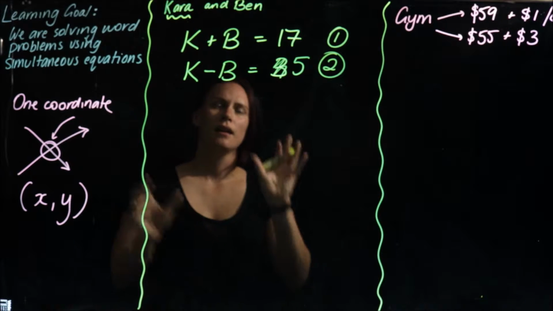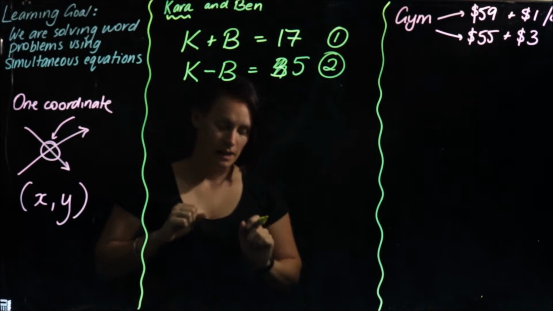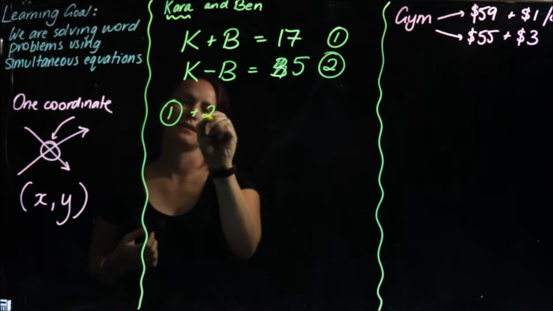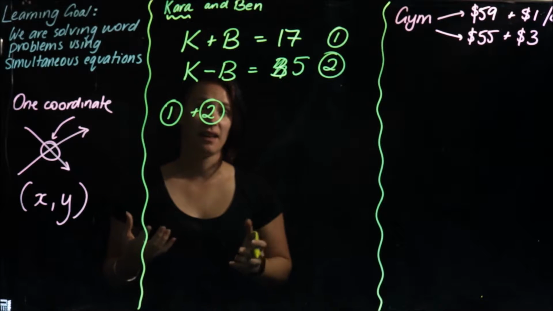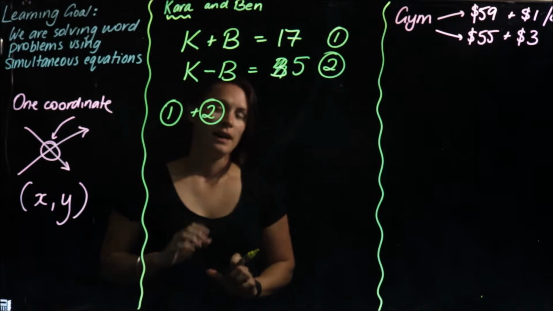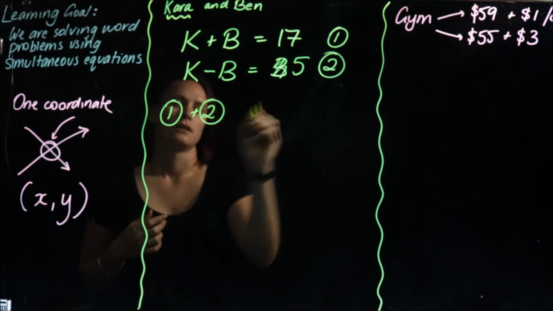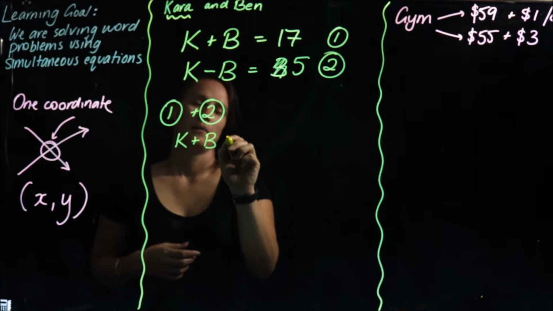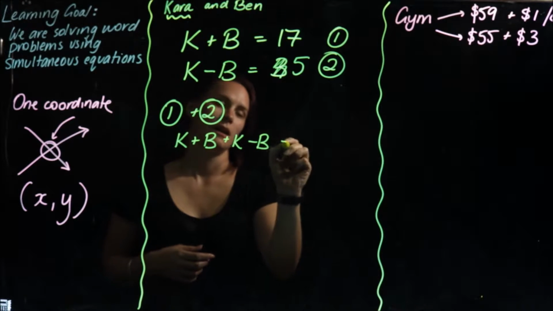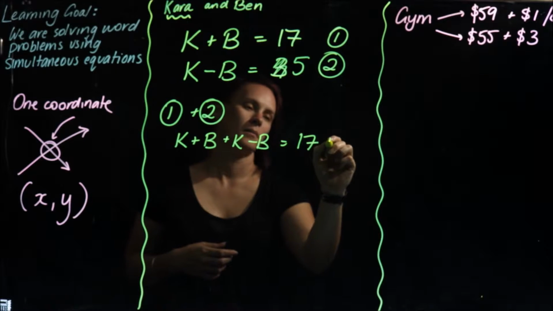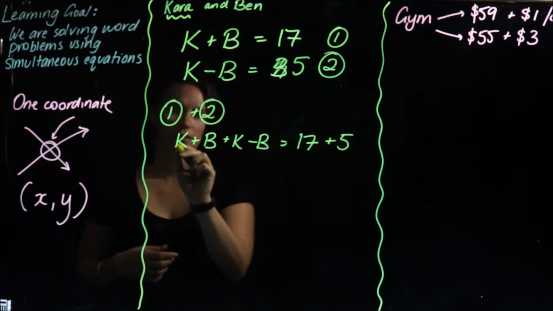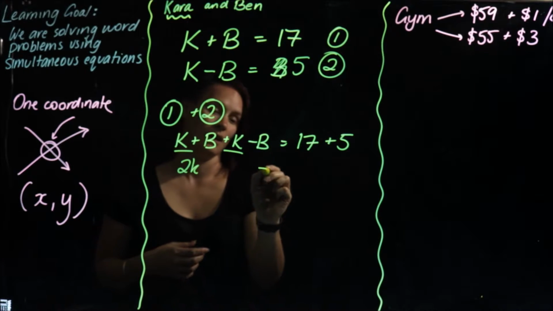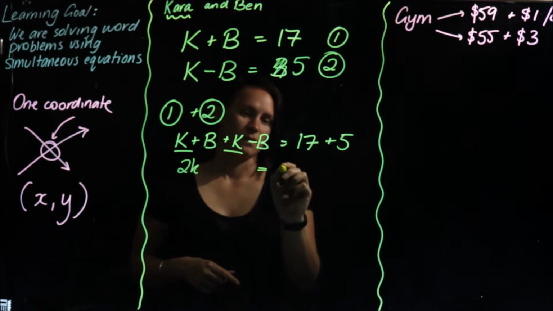We need to be able to figure out how to balance these out, okay? Now, the trick of this here is to actually add our equations together this time. We're going to add 1 and 2, and we haven't done that yet, so we need to start manipulating our equations in different ways. So let's add 1 and 2 together. So 1 is K plus B. We're going to put this in here, plus K minus B is equal to our 17 plus our 5 there. Alright, so K plus K gives us 2K, and B minus B will give us nothing.